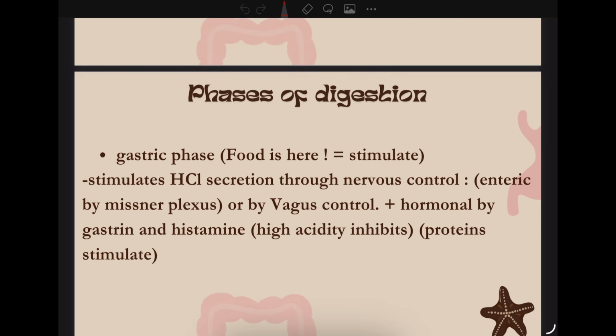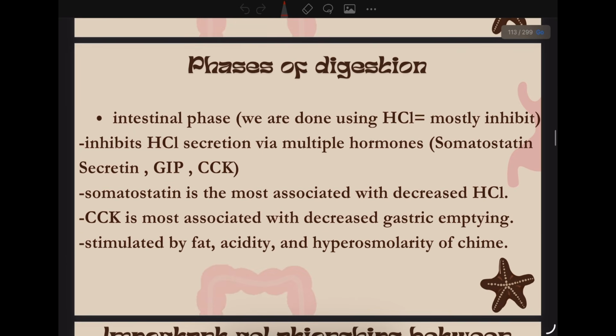Now, when you have high acidity, what happens to this phase? It's inhibited. Why? Because you already have high acidity. If you want to increase HCl, you will eat the stomach out. You do not want that to happen. And also proteins stimulate. You know, gastrin, we talked about the stimulus and all of that in P2. Phases of digestion, last one, intestinal phase.